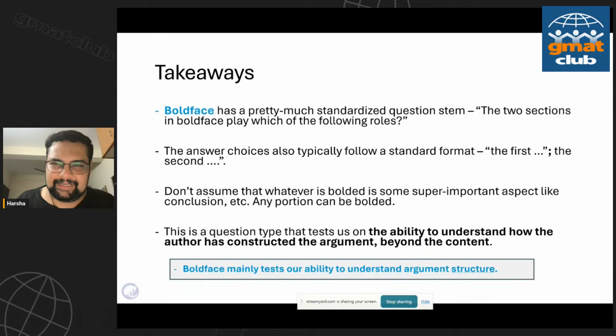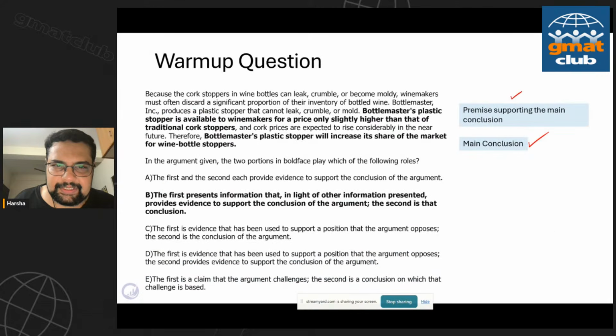Boldface is a standardized question stem. We know that even the answer choices usually have this format. Don't assume that whatever is bolded is important. One of the things I really want you to observe here is that boldface is really a test of your ability to understand structure. That's actually what you've done here, right?